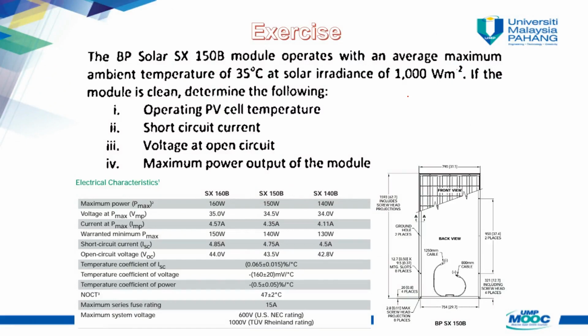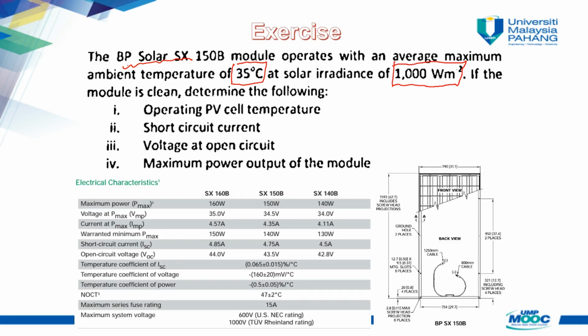10 to 15 minutes. Okay, 10 to 15 minutes. Promise as usual. The BP Solar, ini bukan BP station, petrol station, BP Solar FX150B. This is a very old school module, but it's okay, just for the sake of the exercise. Operates with an average maximum ambient temperature of 35 degrees C at solar irradiance 1000 watt over square meter.